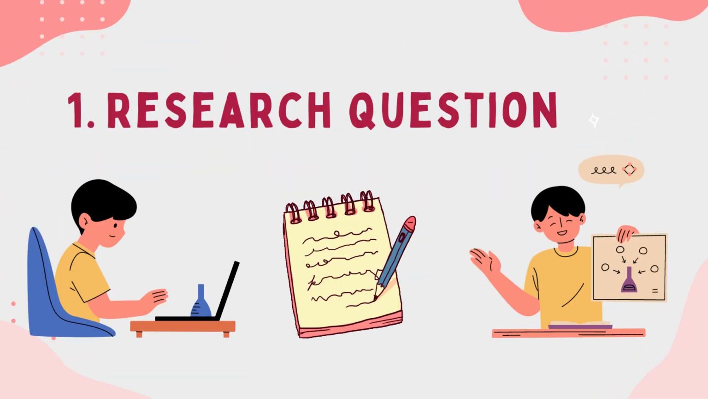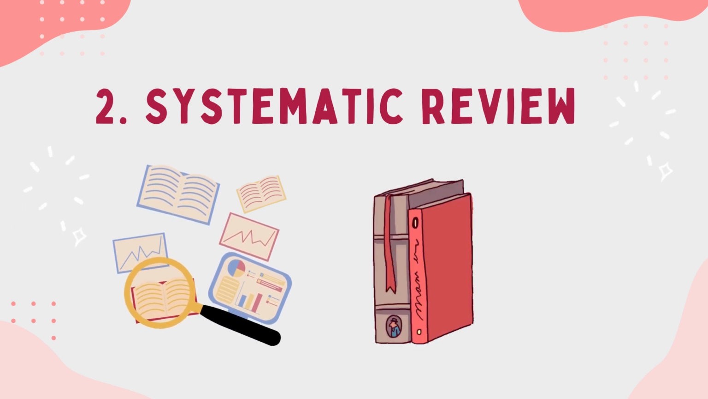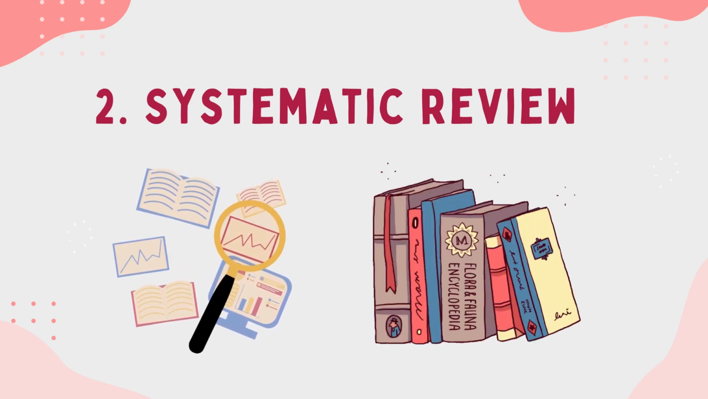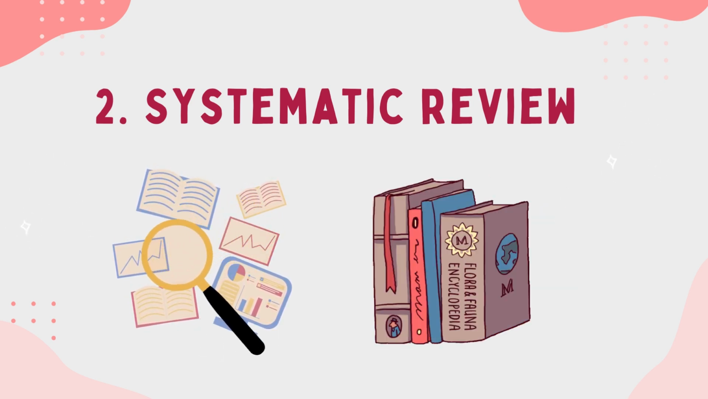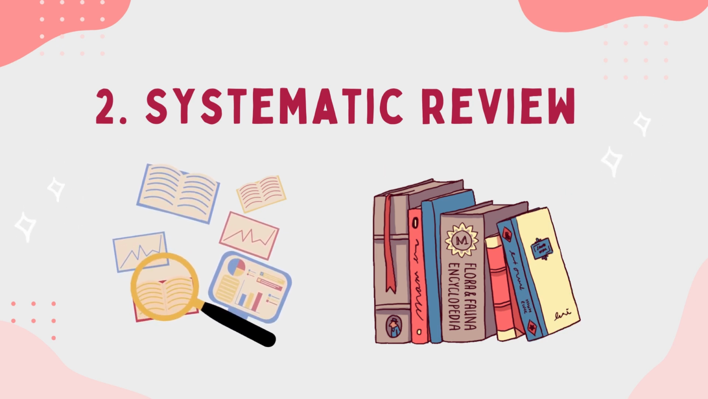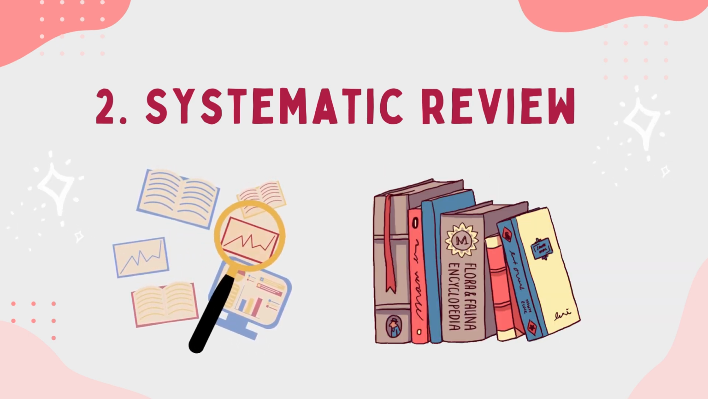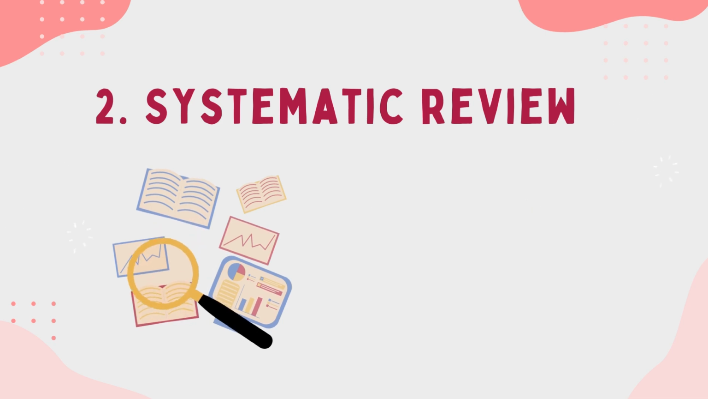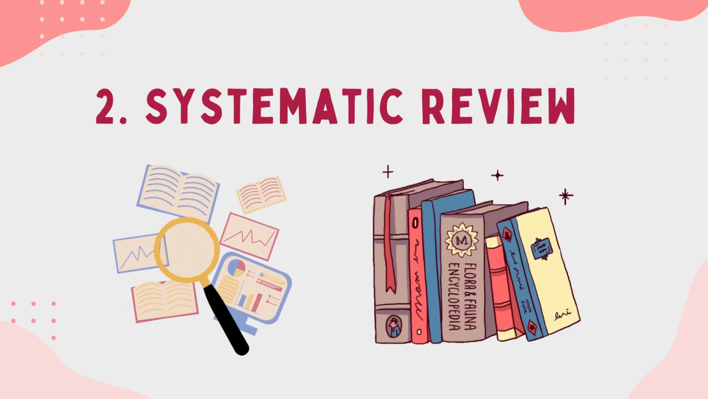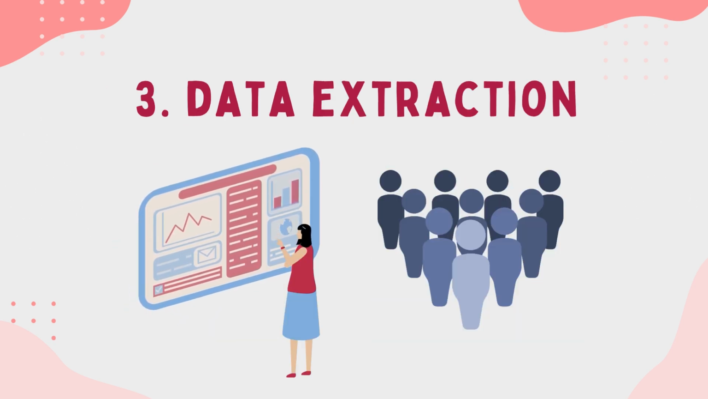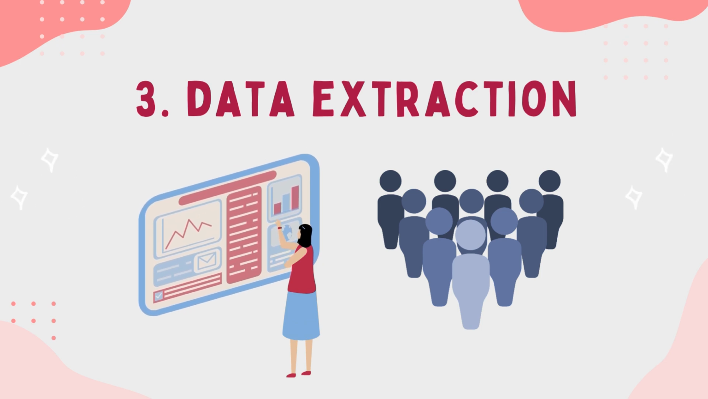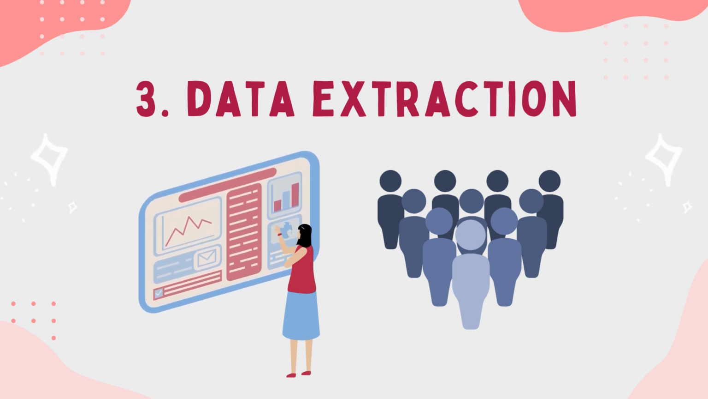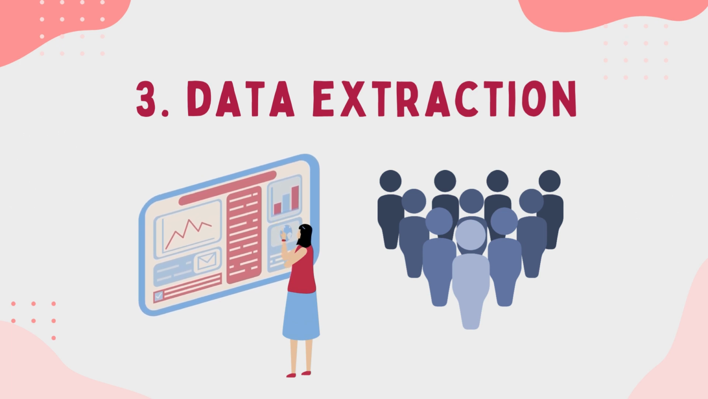The first step is to determine a research question or a hypothesis. The second step is to do a systematic review. During this step, an individual will collect previous independent literature that also addresses the research question while avoiding publication biases. The third step is data extraction. During this step, an individual will extract data from each study, including data variability and various sample sizes.